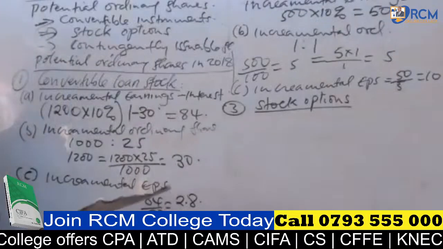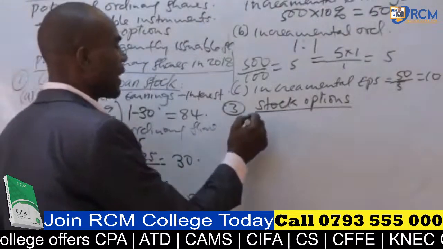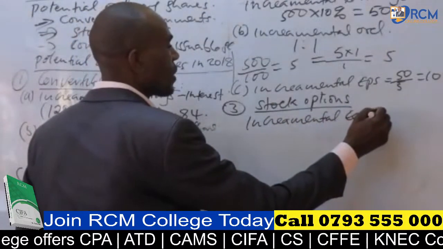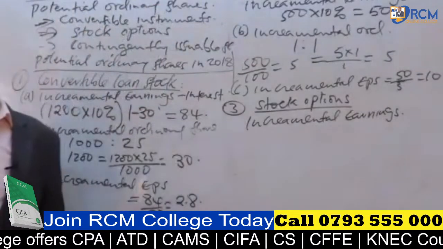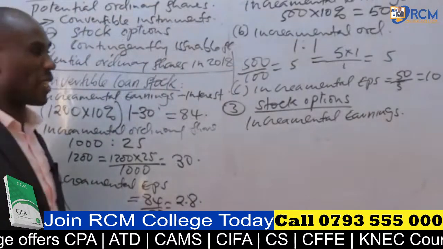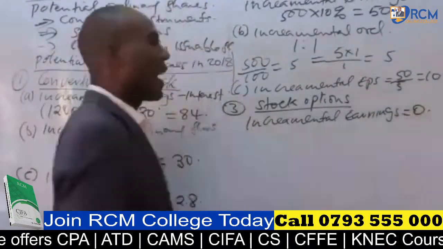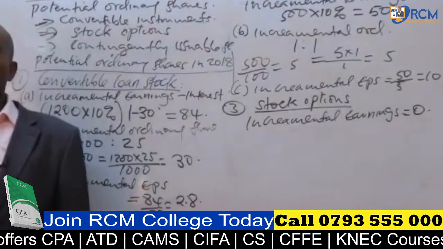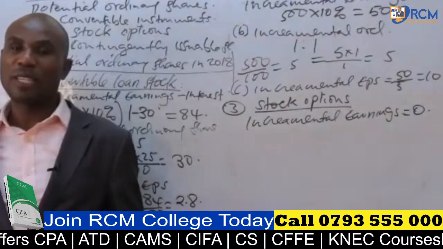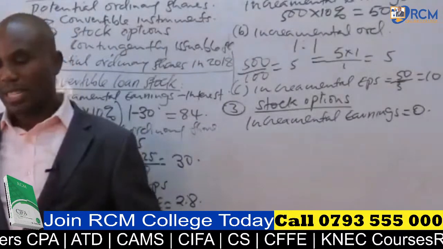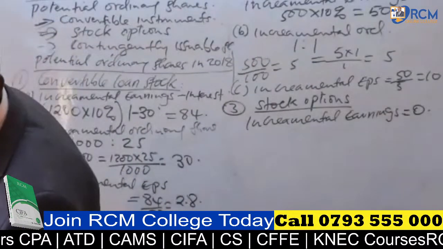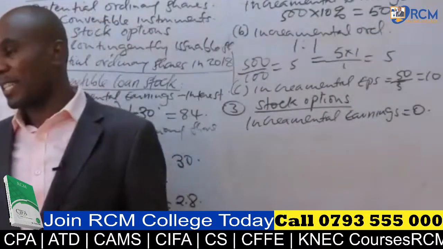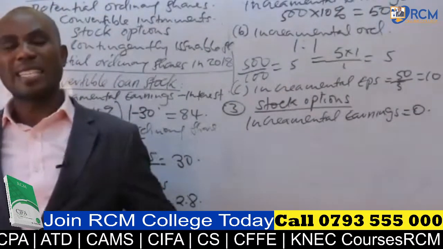Therefore, here, stock options. Who can give me the incremental earnings on stock options? Obaria, you are saying 0. Thank you very much. Why is it 0? Because on stock options, we are not meeting any expense. There is no expense we are paying on stock options. Therefore, we are saving nothing. Thank you very much, Johnny Barasa, you are saying 0.